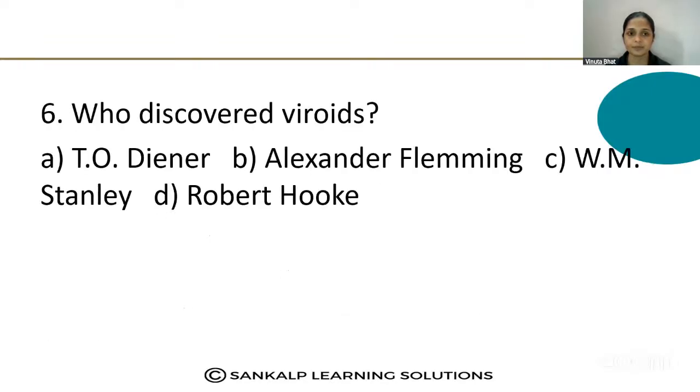Next question. Who discovered viroids? Option A, T.O. Diener, Alexander Fleming, W.M. Stanley, Robert Hooke. Who discovered the viroids? The scientist name?